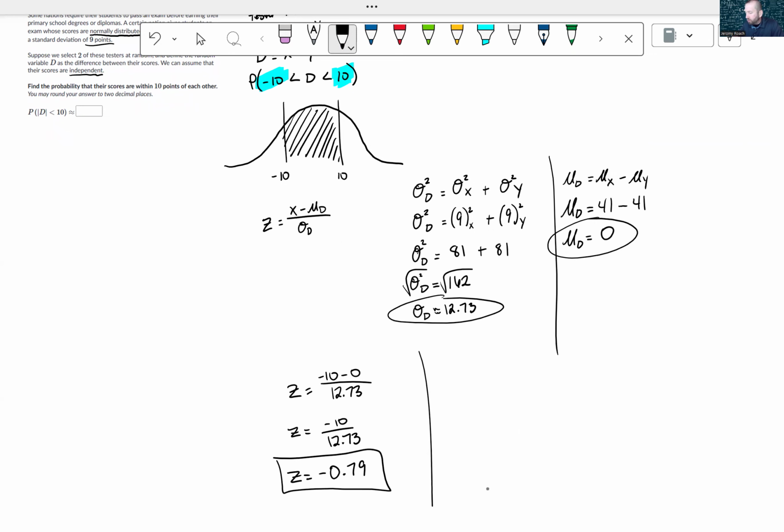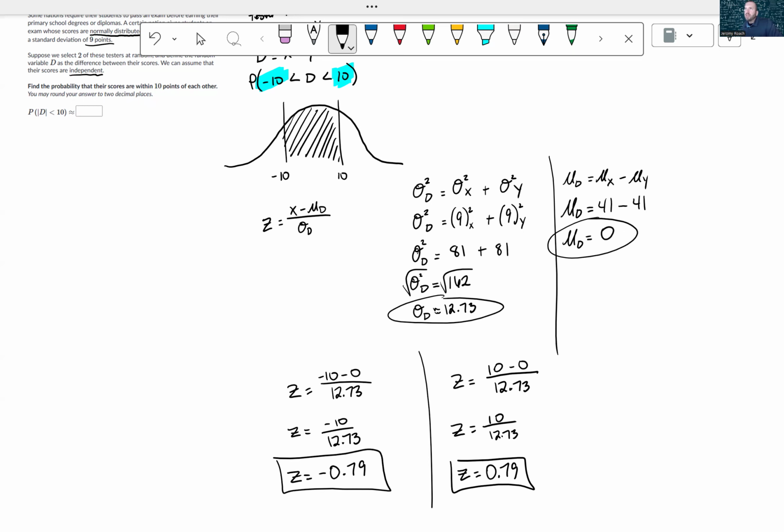And now we're going to go to our second z-score. We're going to use +10 for our second z-score. 10 minus 0 over 12.73. And we just get +10 over 12.73. And so that's positive 0.79. Okay, so now we have our two z-scores for this.